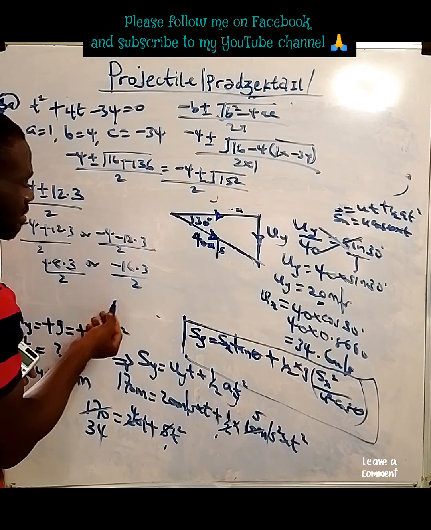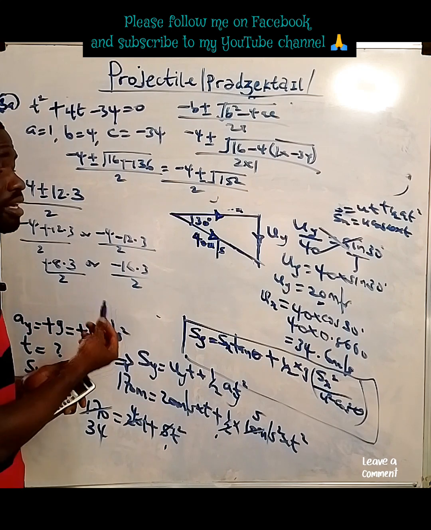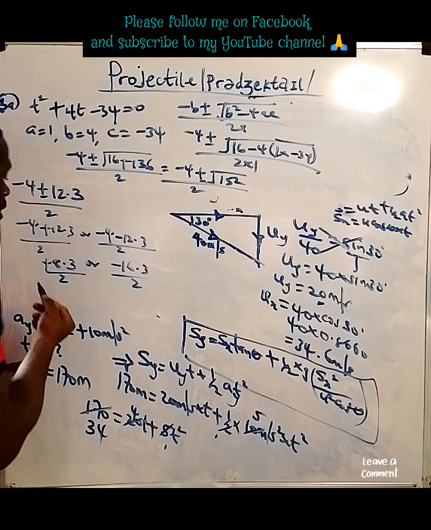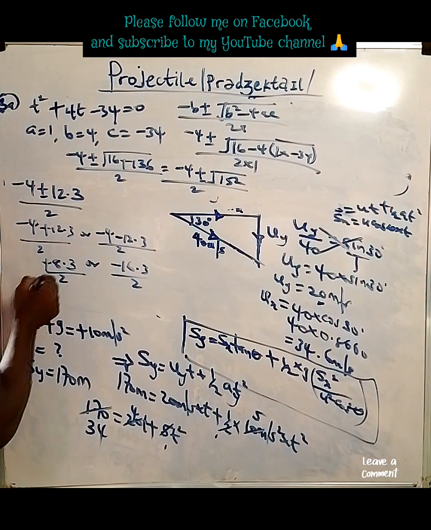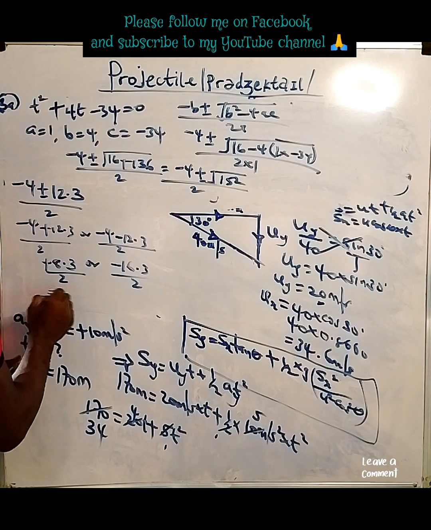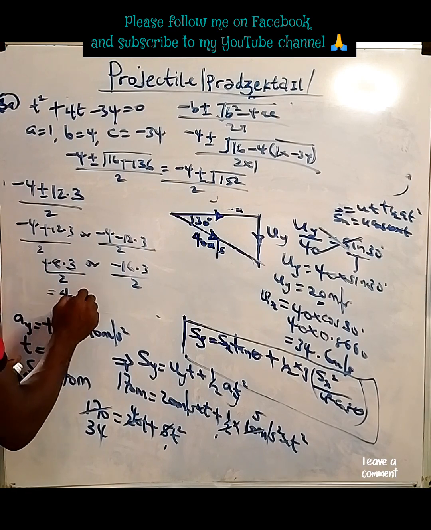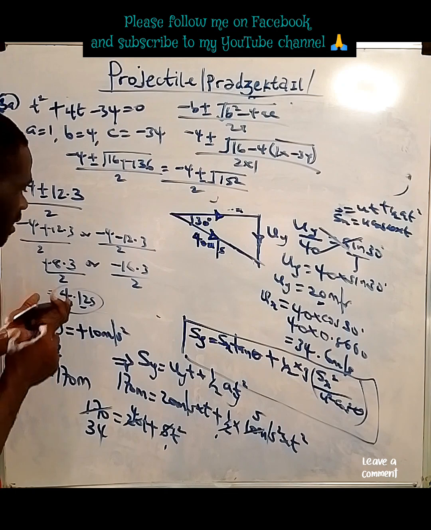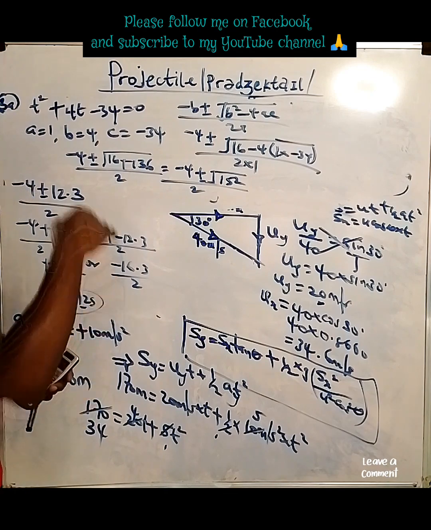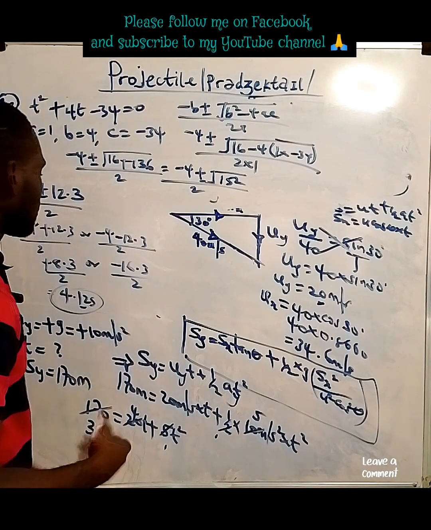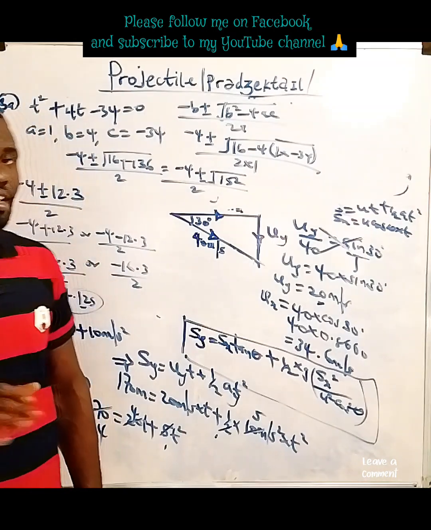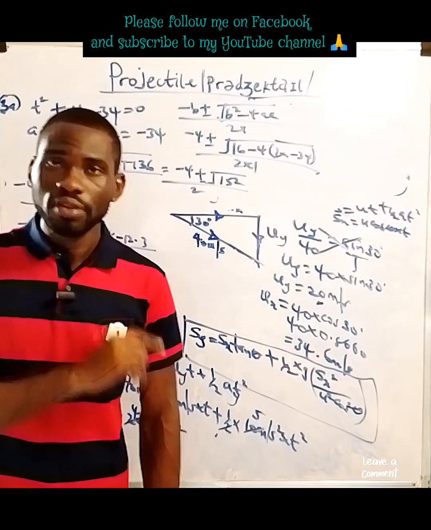We don't need the negative result because our time cannot be negative. It has to be a real positive number. So 8.3 divided by 2 is 4.12 seconds. So it took this body 4.12 seconds to hit the ground. It's as simple as that. So that's that for this very first question under the first series.